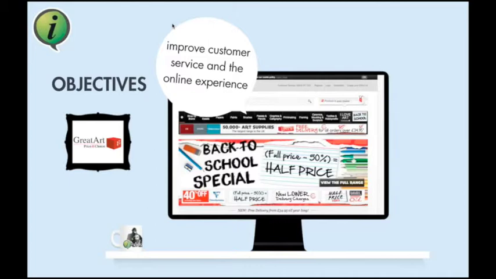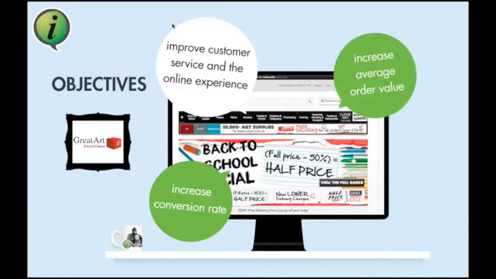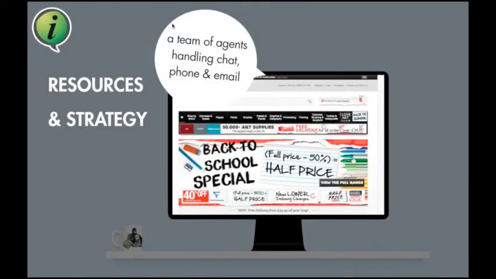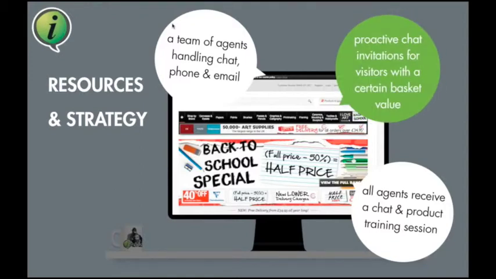So their objectives were to improve customer service and the online experience, but then more tangibly to increase conversion rate and increase average order value. So the resources they had was a team of agents, not only handling chat, but also phone and email. And then all agents received a chat and a product training session to make sure that they really met customer expectations. And the strategy was to implement proactive chats for visitors with a certain basket value. So, for example, only visitors with more than £150 in their baskets would be targeted with live chat.